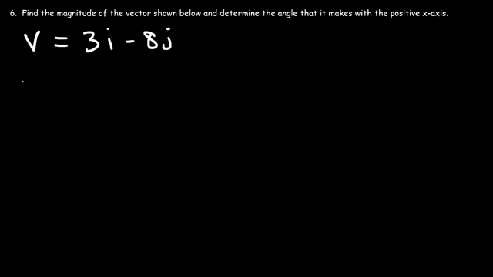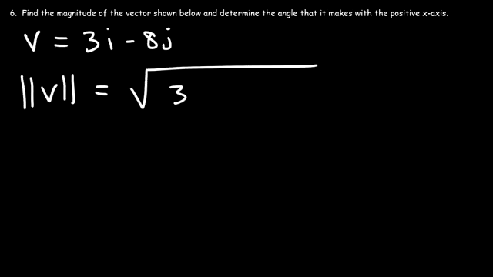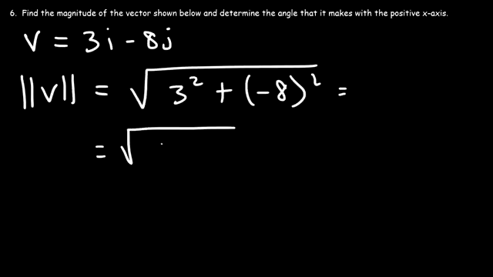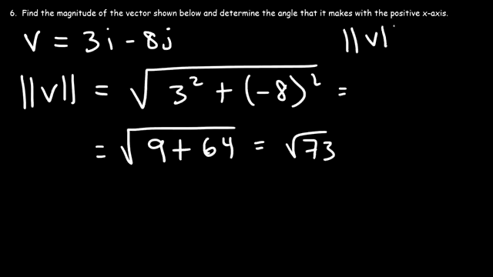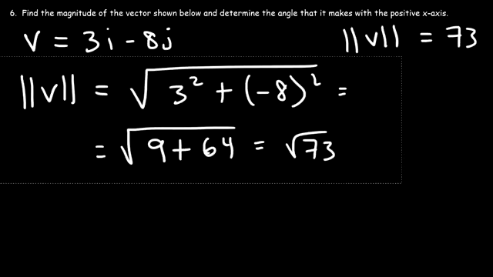Well, we know how to find the magnitude. It's simply going to be the square root of 3 squared plus negative 8 squared. 3 squared is 9, negative 8 squared is 64. 9 plus 64, that's going to be 73. So the magnitude is 73. Now how do we find the angle?